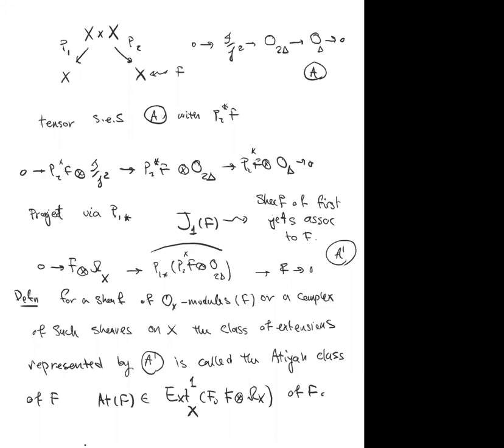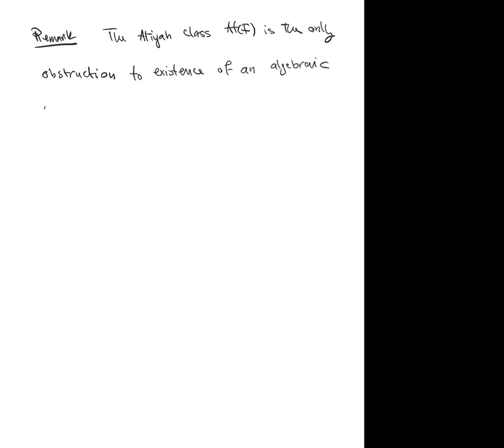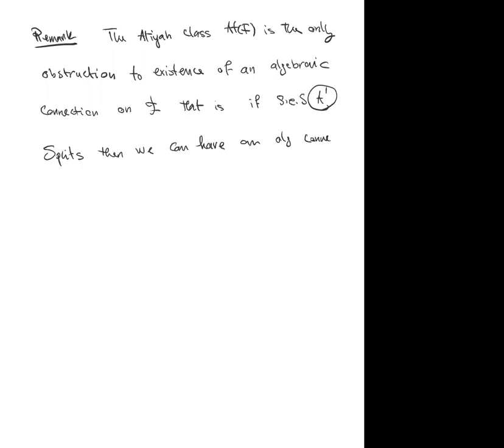So, in fact, here is a remark. The Atiyah class of F is the only obstruction to the existence of an algebraic connection on F. That is, if the short exact sequence A prime, which I had in the previous page, splits, then we can have an algebraic connection on this sheaf F.